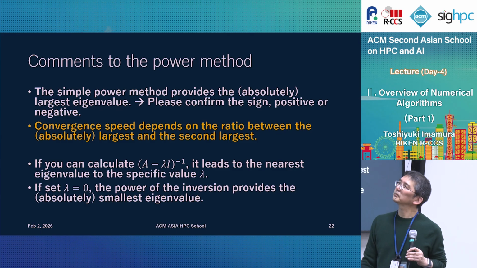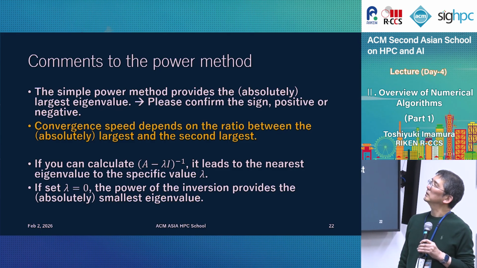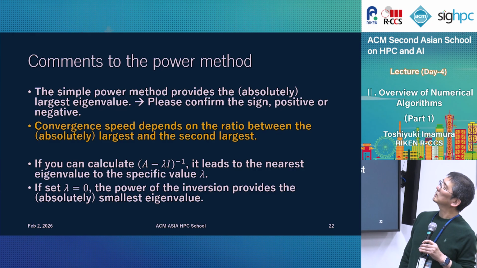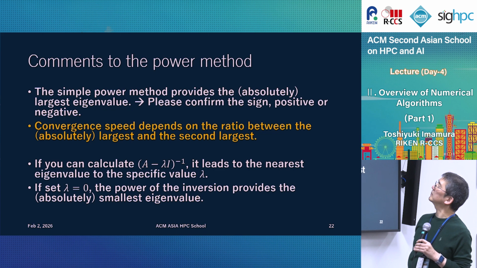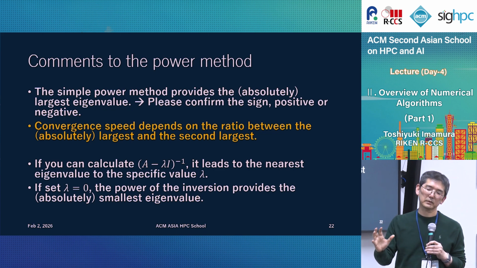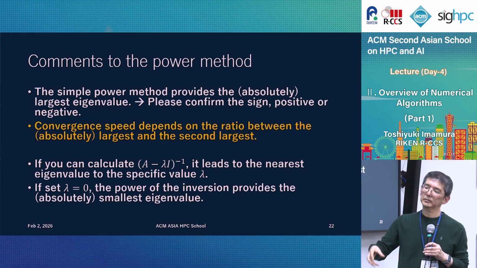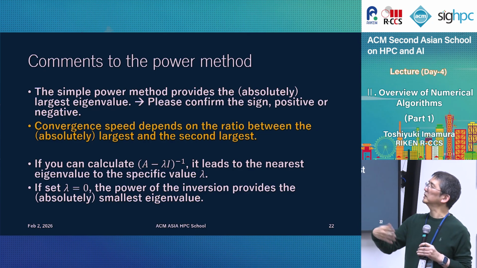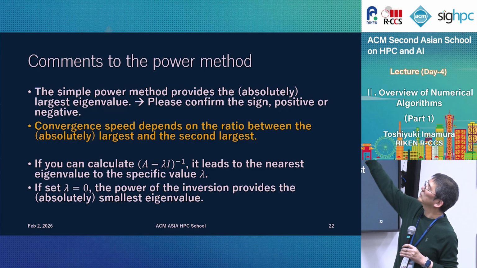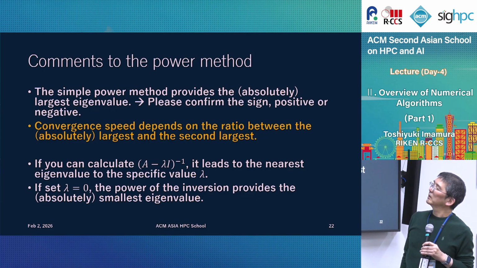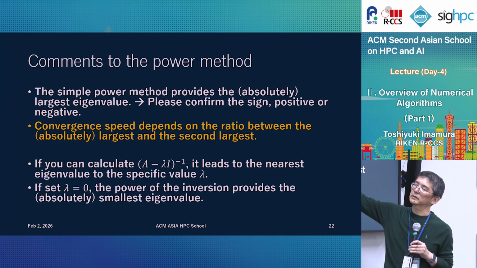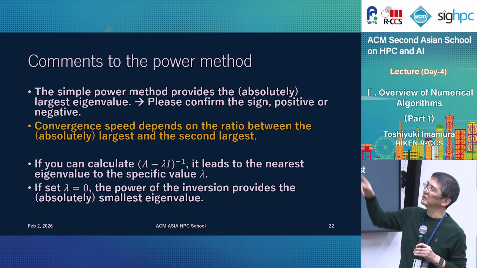Though the power method is a very simple one, we should confirm the sign. We only obtain the absolute value of the largest eigenvalue, so we should check the sign, positive or negative, in the final step. And also, maybe in a hands-on session, we will do some demonstration of the power method.